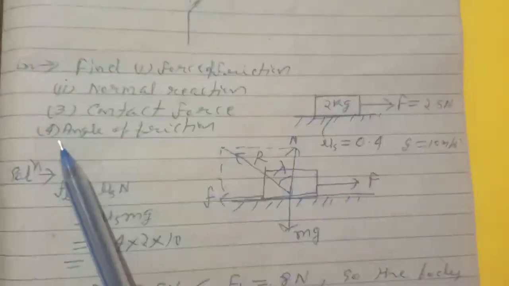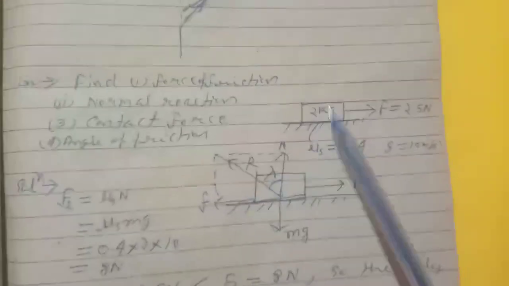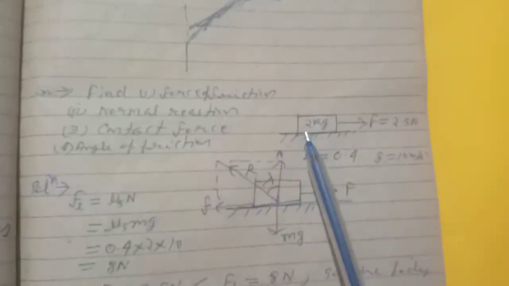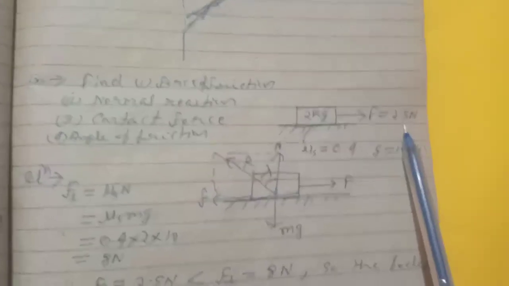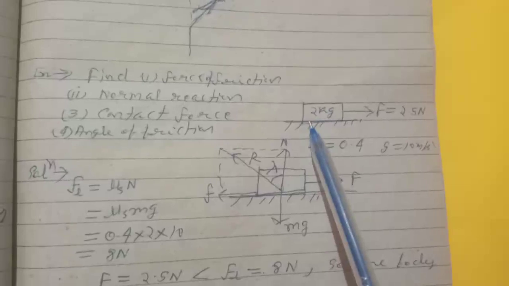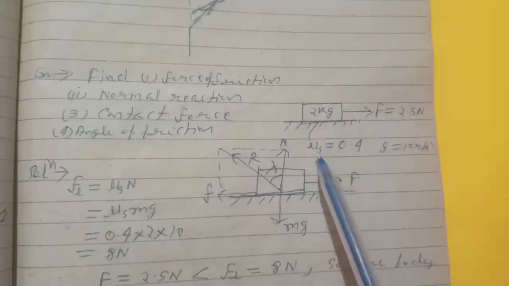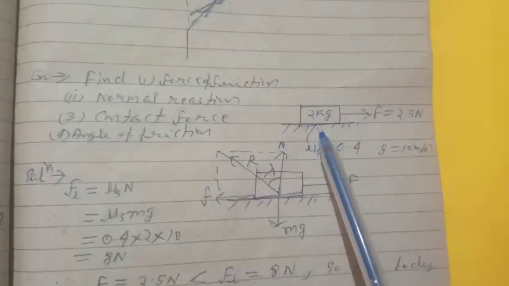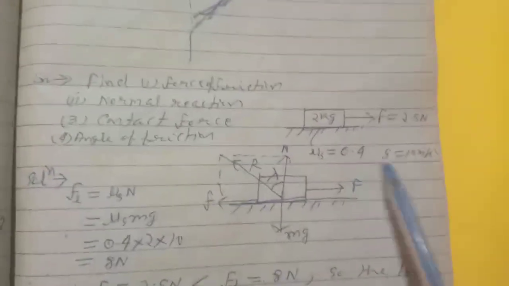Now, question: find the force of friction, normal reaction, contact force, and angle of friction in the given figure. The applied force is 2.5 Newton. The mass of the block is 2 kg, and the static friction coefficient between the body and the surface is 0.4, and take g equal to 10 meters per second squared.